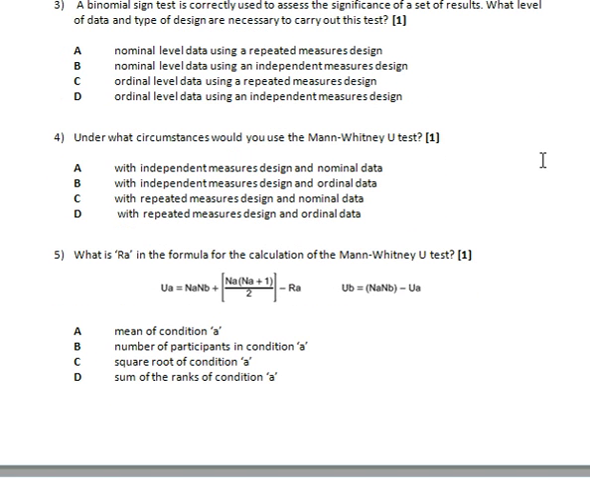For number 3, we're talking about a binomial sign test, and which kind of criteria is required for that test. Well, binomial has got nominal in the actual name of it, so it's going to be nominal data. So it's either A or it's B. And bi means more than one, so means 2. And then that's why A is the correct answer, because it means it's a repeated measures design.